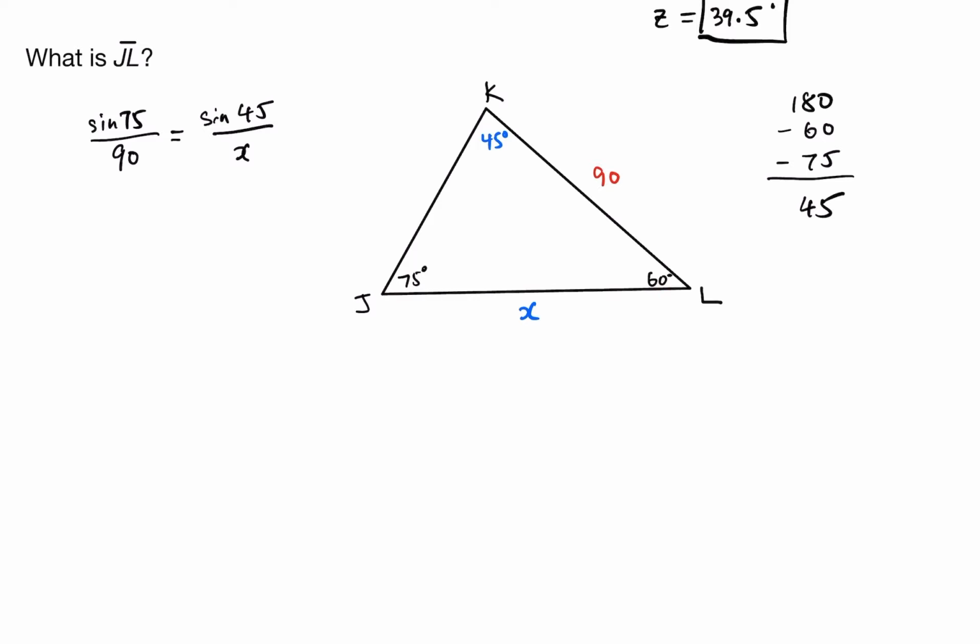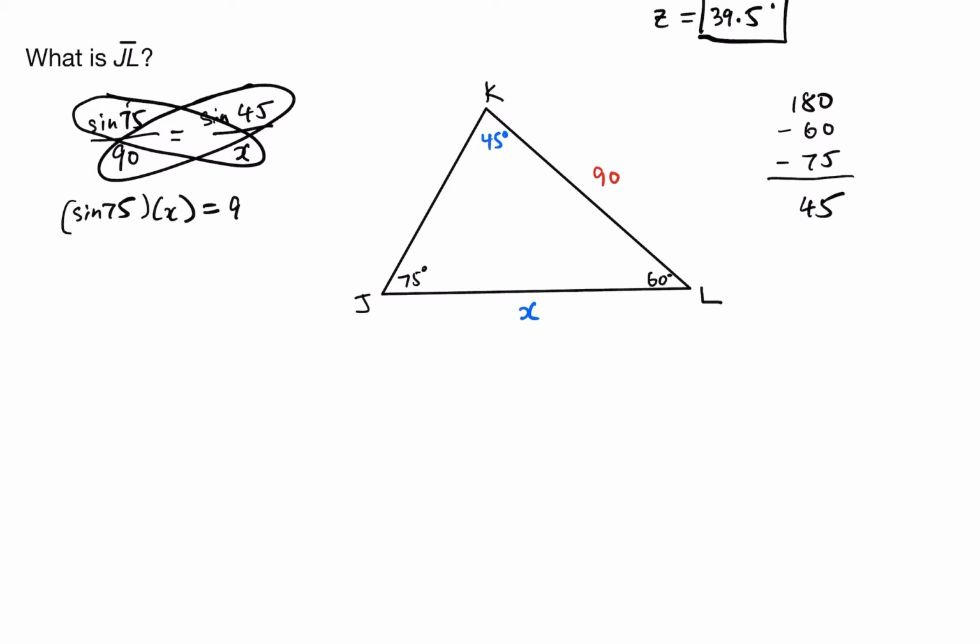So then we go ahead and cross multiply. We're going to cross multiply these and cross multiply these. Okay, and so what we get is sine 75 times x is equal to 90 sine 45. So that means x is equal to 90 sine 45 divided by sine of 75.